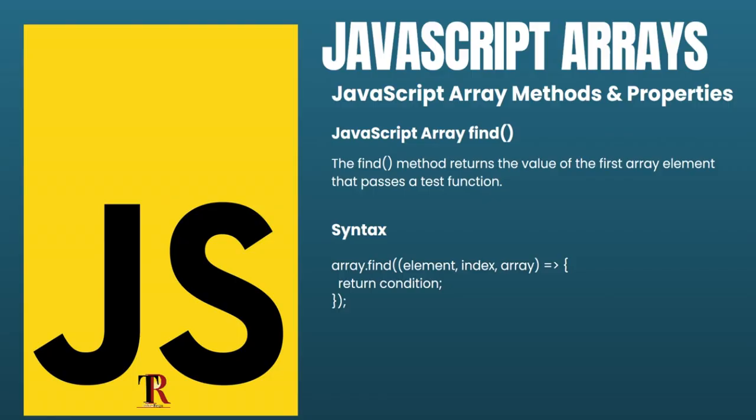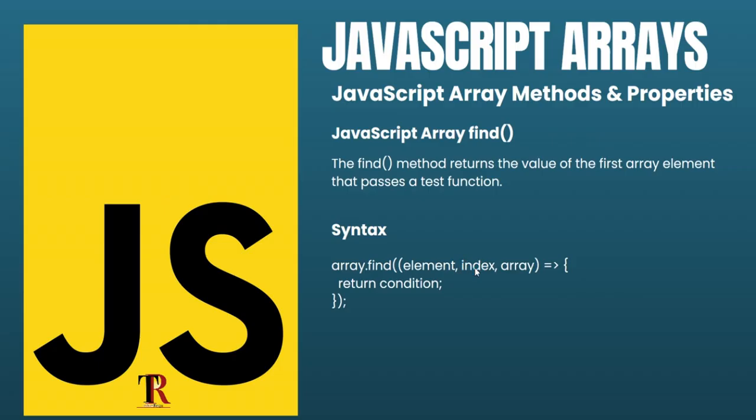So what that basically means is that when you are searching for an element, once the first array element that passes that function is found, the find method will return the value and then stop execution. And look at the syntax below here. You can see array.find, then you pass in the element, then you pass in the value. You can call it element or value. Then you pass in the index.